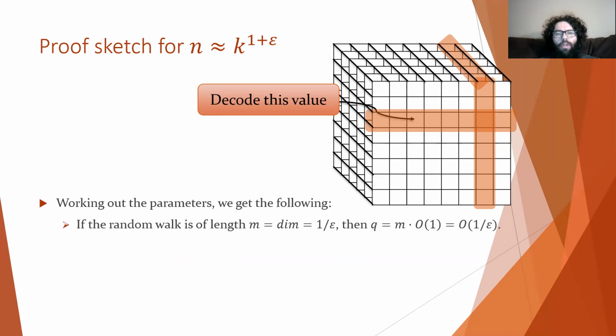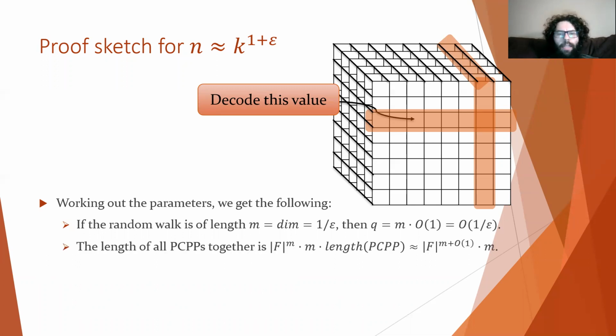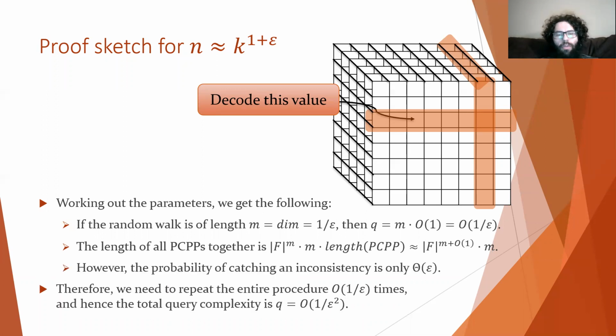So working out the parameters, the dimension will be roughly 1 over epsilon. That's what we need in this setting if we want n to be k to the 1 plus epsilon. And the number of queries: we make m steps in the random walk. We first choose the first direction, then the second direction, then the third direction, and so on. And on each such line, we don't read the entire line, but rather we read only the PCPPs; we invoke the PCP machinery. So it only takes a constant number of queries per step. So it's m times some constant number of queries, so we get O of 1 over epsilon. And the total length, I will skip it, but it basically works out.